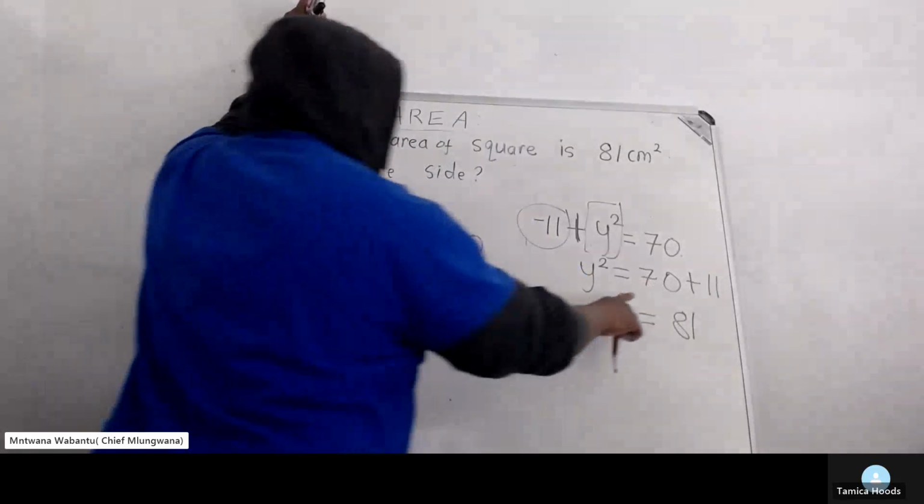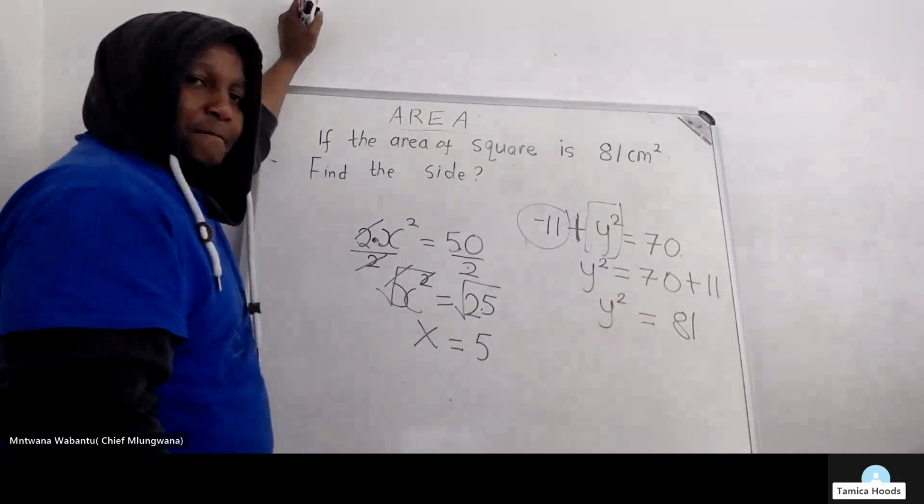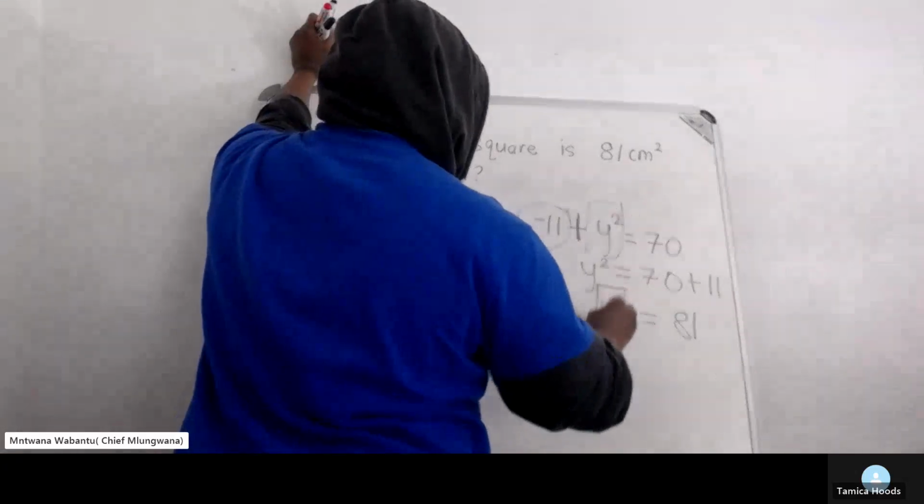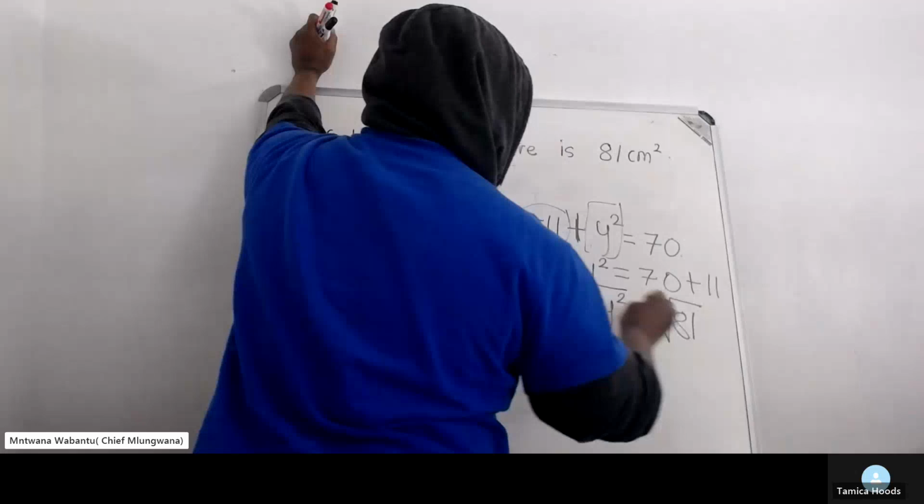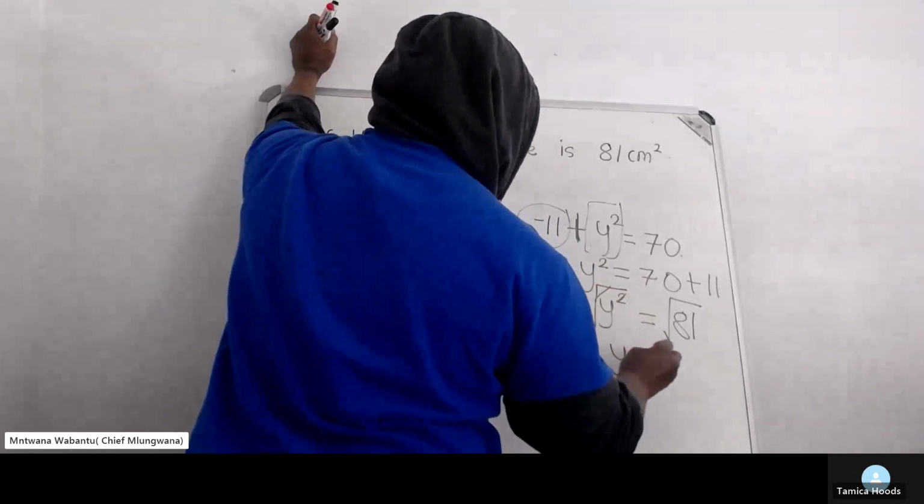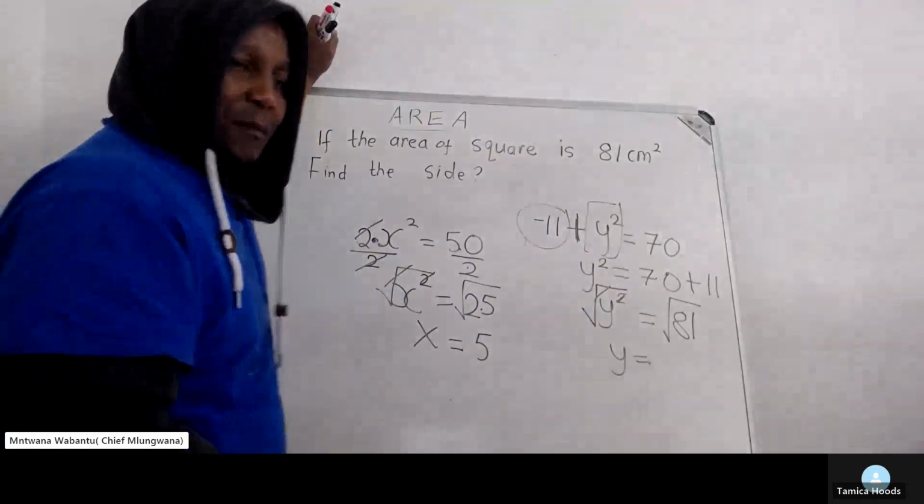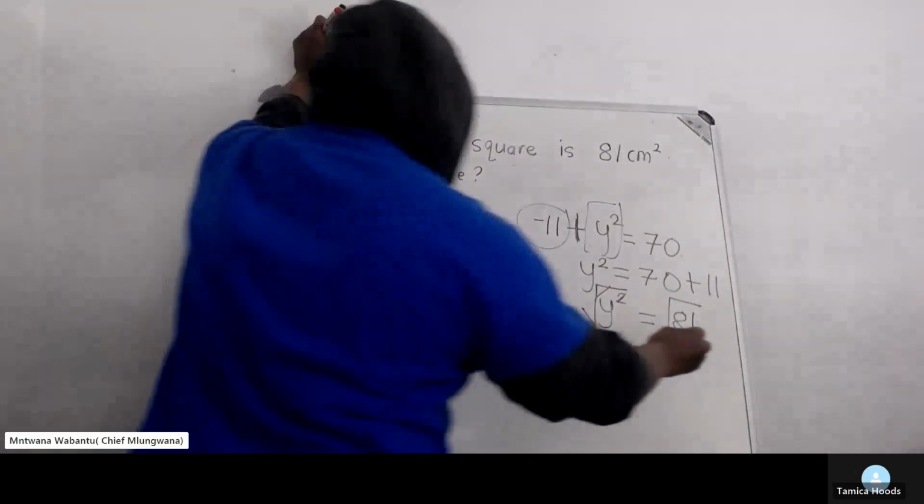Now tell me, what is the next step here? Now we're going to square root it. Yes, we're going to square root, and then this and this cancel. So y equals, what is the square root of 81? 9.